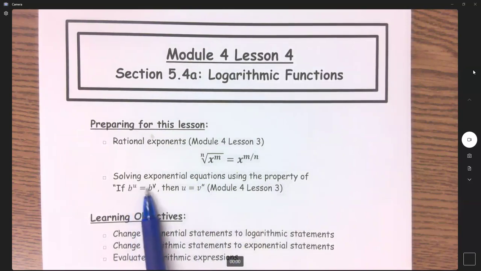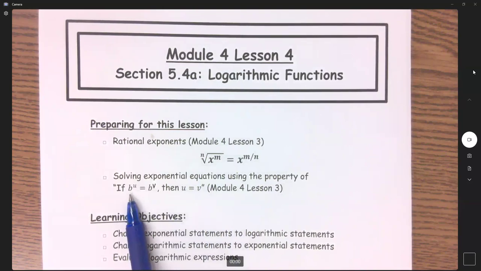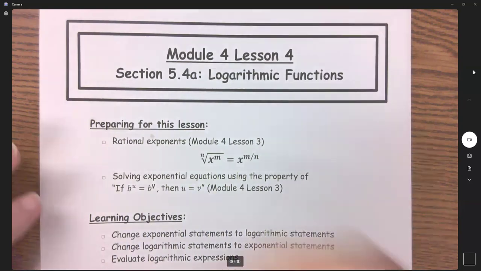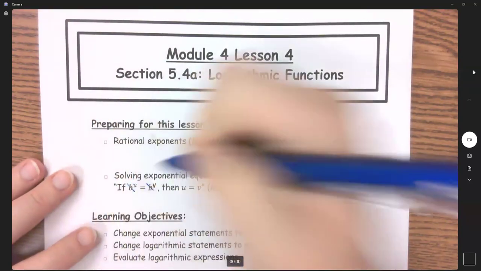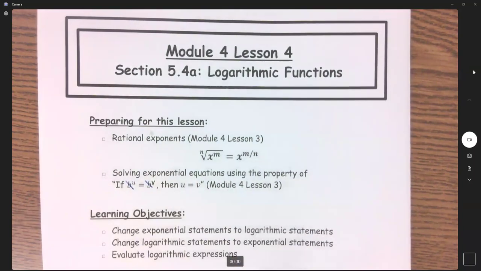We also need to be able to solve exponential equations using the property. If we have b to the u equals b to the v, then u equals v. So what we do there is we cross out those if they have the same base, and then we set the exponents equal to each other.